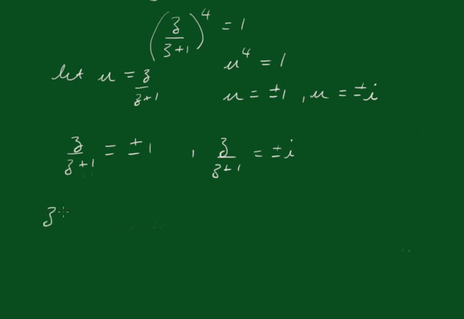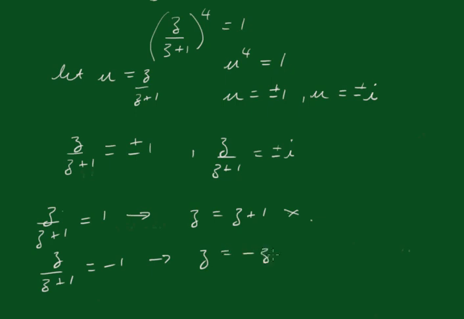So take the first one, say take z on z plus 1 equals 1. That gives me z equals z plus 1. Of course there is no solution for that one at all. We have z over z plus 1 is equal to minus 1. That gives me z equals minus z minus 1. So I get 2z equals negative 1, which of course gives me that z equals minus a half. Okay, moving on.